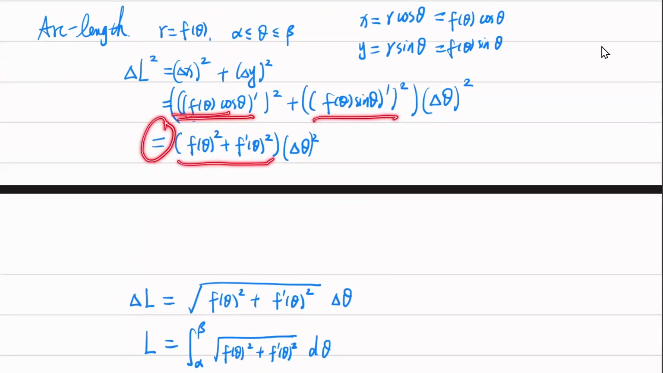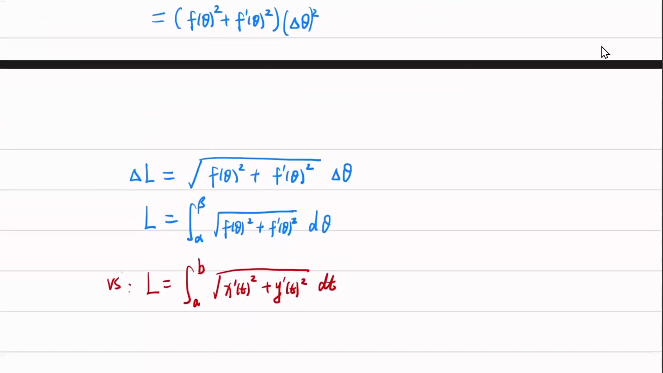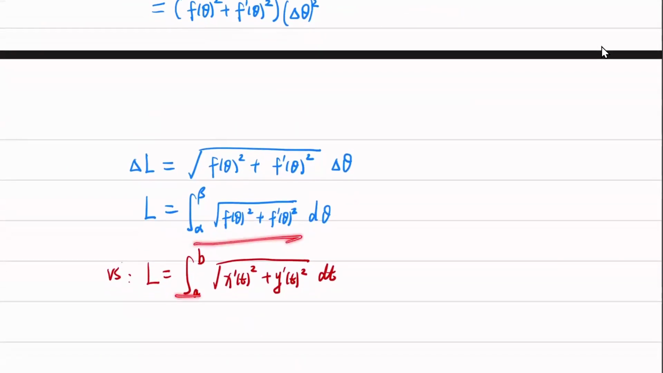So I will encourage you to expand the square and do the simplification. Then you get this formula, and you see that these two are the same formula in different situations: parametric curves and polar curves. Okay, so we'll stop here and continue on Friday. Any questions? Okay.